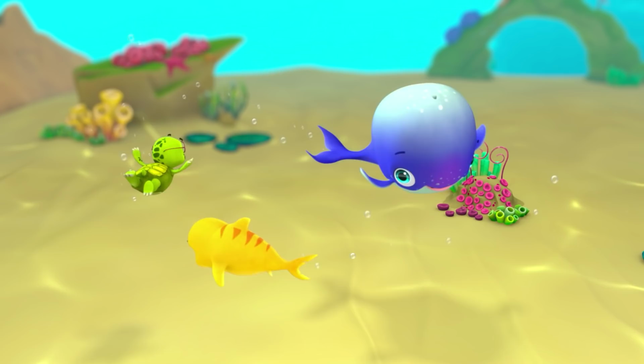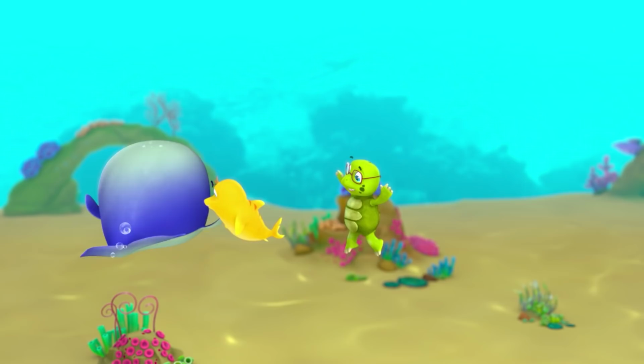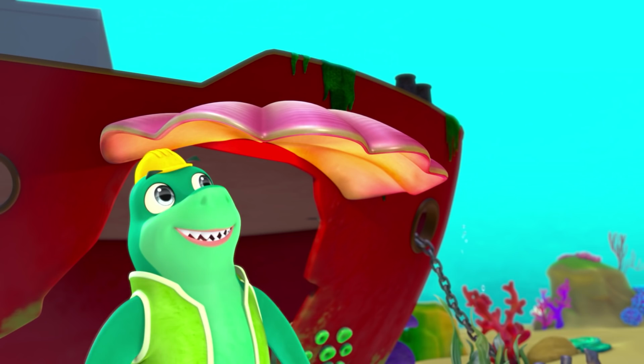It's fun to see the baby whale go splish and splash and swish his tail. But best of all, it's fun to count how many bubbles whale blows out.